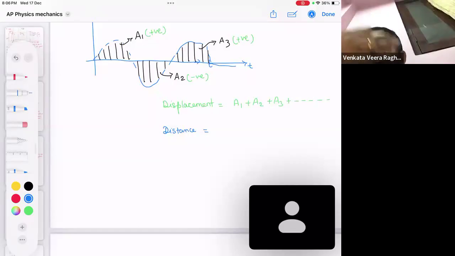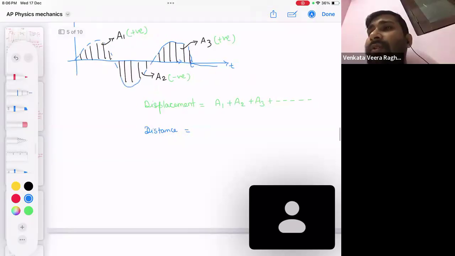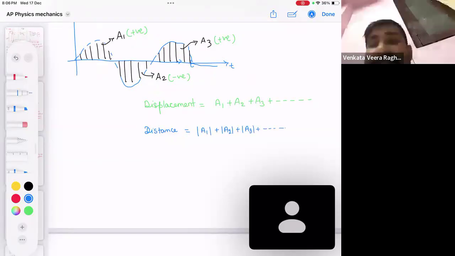Positive means it was going right, and negative means it is coming back. So if I want to know the distance traveled, should I do one thing? Let's take the magnitude of all those areas. Then it will give us the distance traveled by the particle.